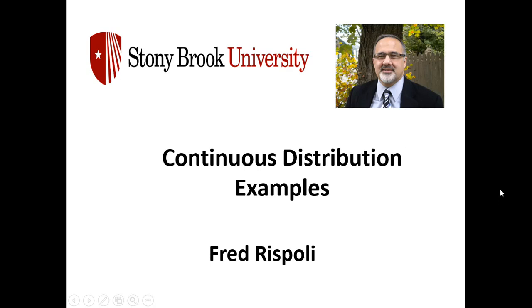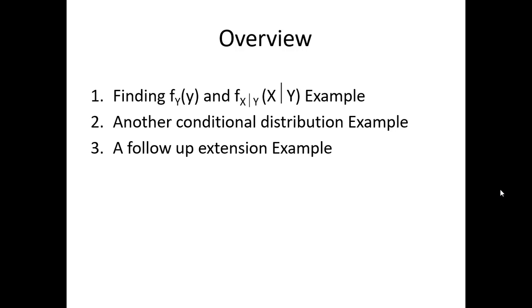Hello everyone. In this video, we're going to go over some examples involving continuous distributions. In particular, we'll look at three examples. The first is a fairly routine example where we find the marginal with respect to y and use that to find the conditional distribution of x given y. We follow that up with a similar practice problem, and then look at an extension of the practice problem.